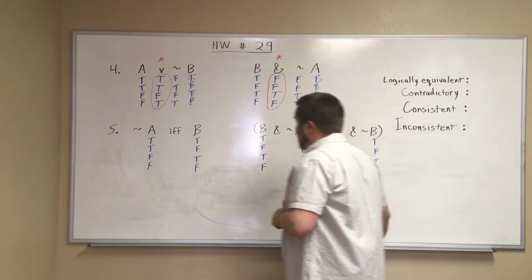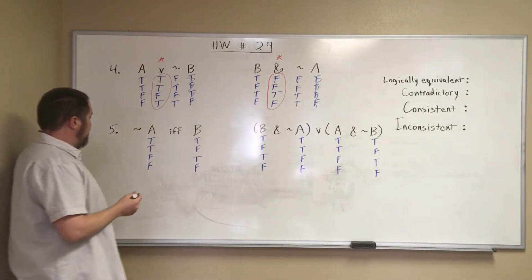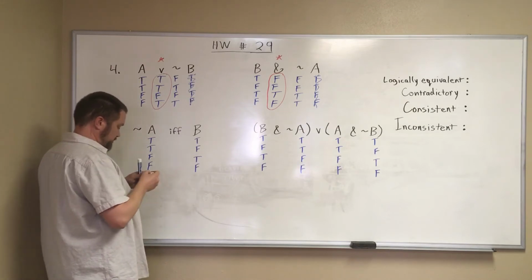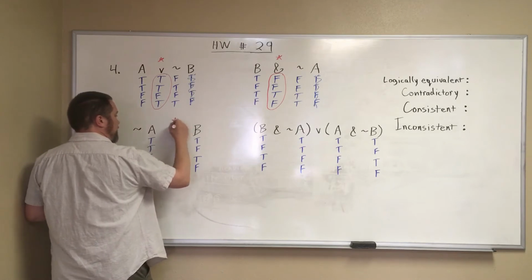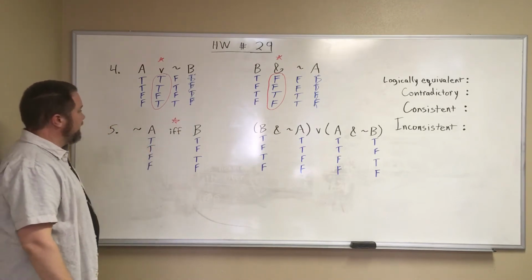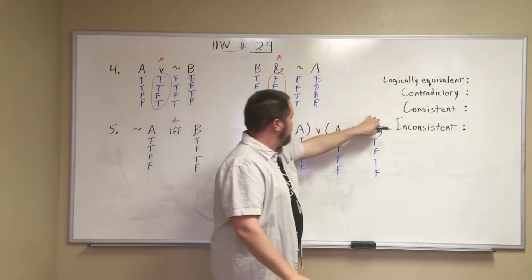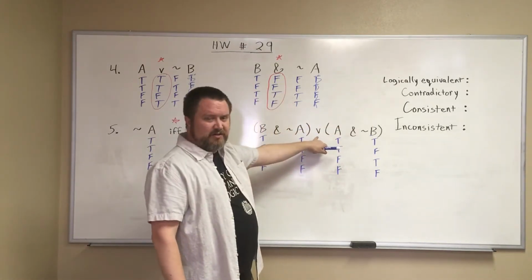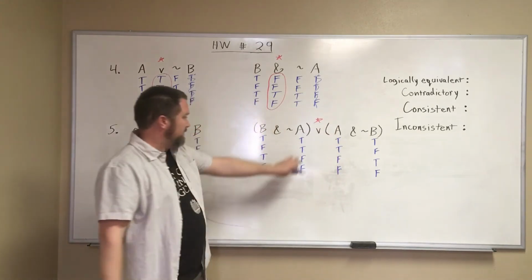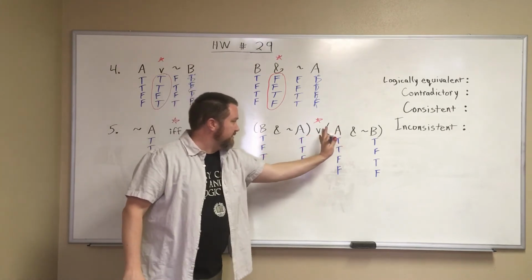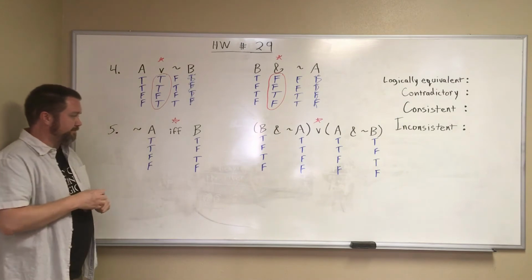Let's go ahead and erase that. Then we'll fill out number 5. So for number 5, let's highlight the main operators. If and only if, the biconditional, is the main operator here. And then you have 2 parentheticals, and they're separated by the disjunction. So the disjunction, this wedge, is the main operator because it's connecting these 2 parentheticals.